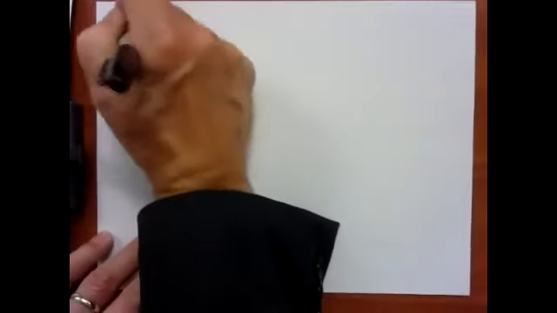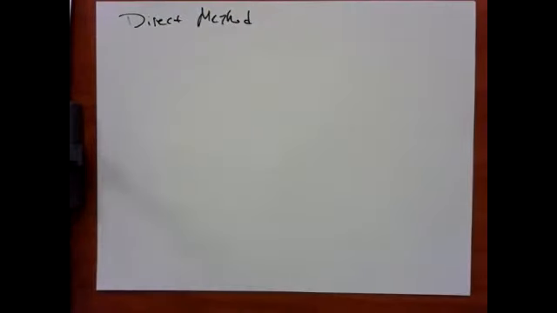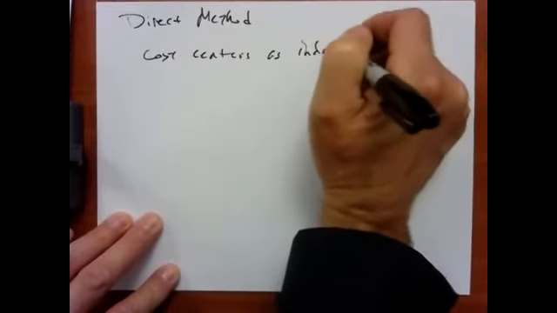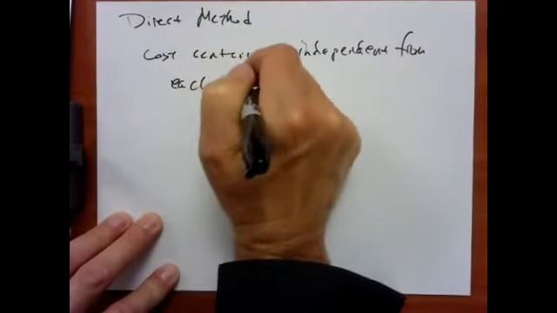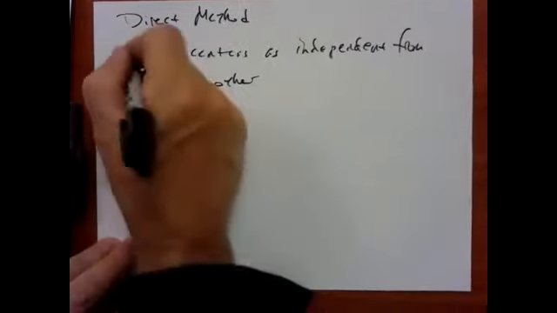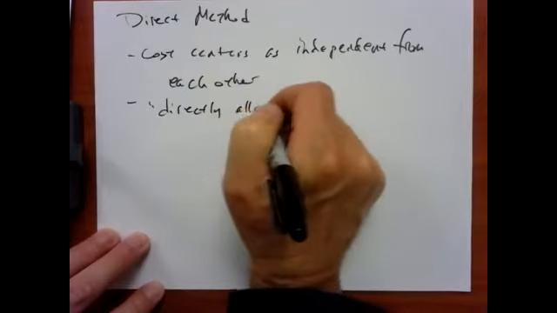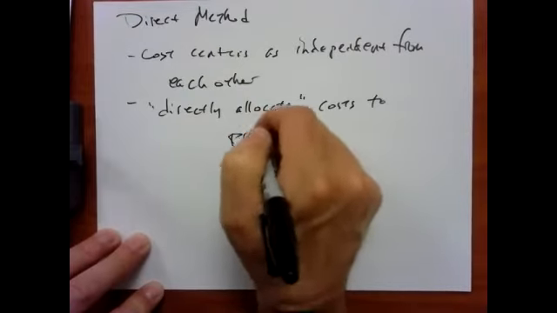All right, so the first method of allocation we're going to use is called the direct method. It treats the support departments or cost centers as independent from each other. And then what we do is we directly allocate costs to profit centers.